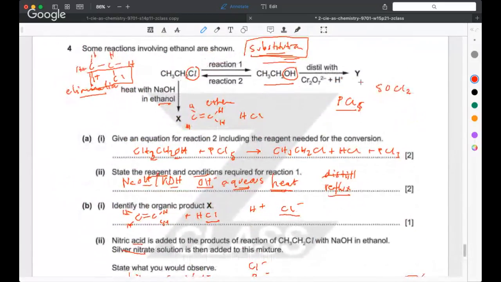Now, you've got the last point over here. You've got this alcohol, ethanol. You've got an oxidizing agent. And you know that when you oxidize an alcohol, first of all, you form an aldehyde.